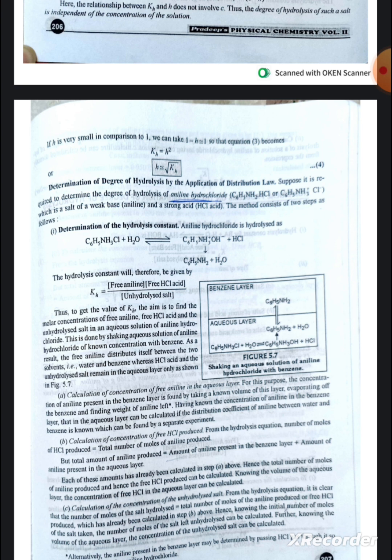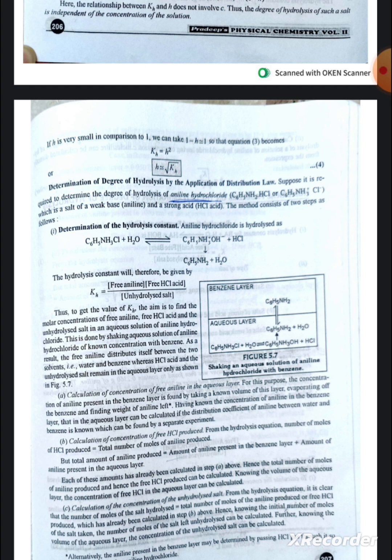First is calculation of concentration of free aniline in the aqueous layer. For this purpose, the concentration of aniline present in the benzene layer is found by taking a known volume of this layer, evaporating off the benzene and finding the weight of aniline left. Having known the concentration of aniline in the benzene layer, that in the aqueous layer can be calculated if the distribution coefficient of aniline between water and benzene is known, which can be found by a separate experiment.